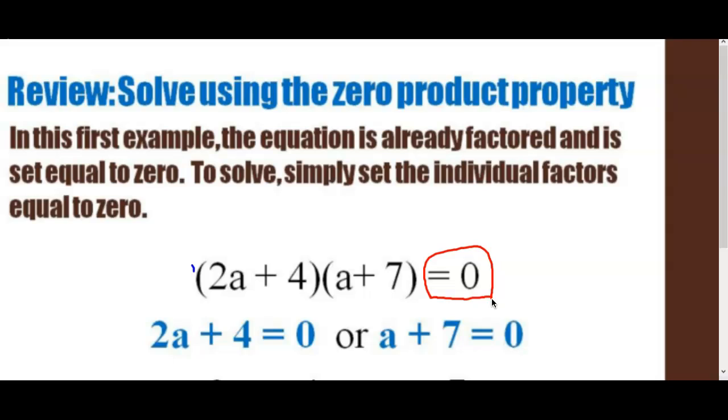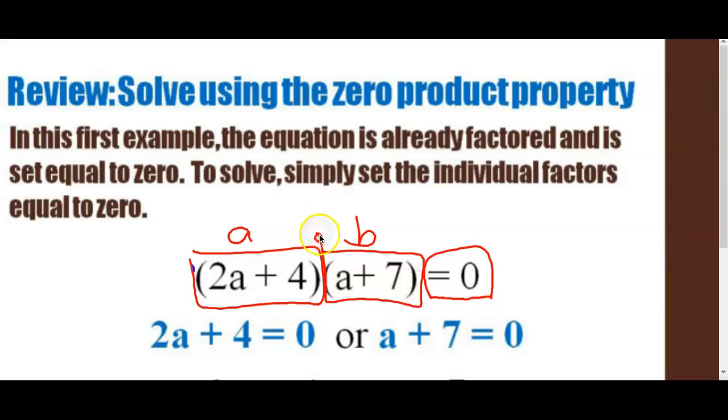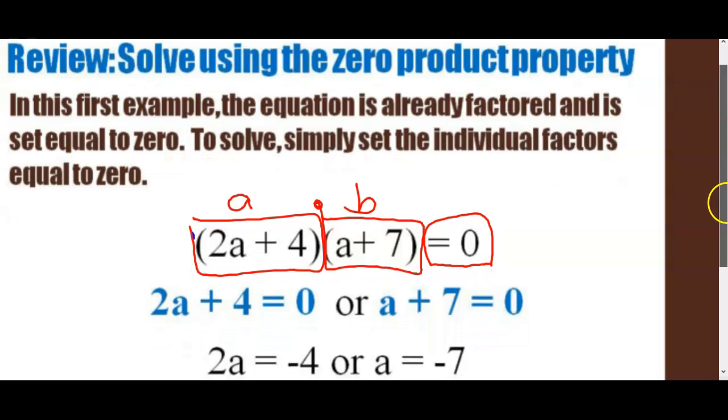The zero product property tells me that if 2a plus 4 times a plus 7 is equal to 0, then this is kind of like my A, and this is kind of like my B. So A is equal to 0 or B is equal to 0, meaning 2a plus 4 is equal to 0 or a plus 7 is equal to 0. What I want to know is what is the value of a that makes that answer 0.